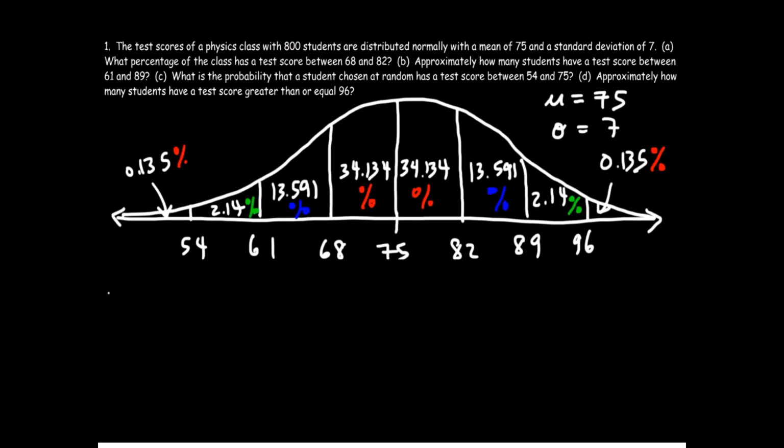And how many students have a test score greater than or equal to 96? And then you can see that the tails are on both ends. 0.135% times 800, or 800 times 0.135, gives me the number of students with a test score greater than or equal to 96. But that's the beauty of the bell-shaped curve.